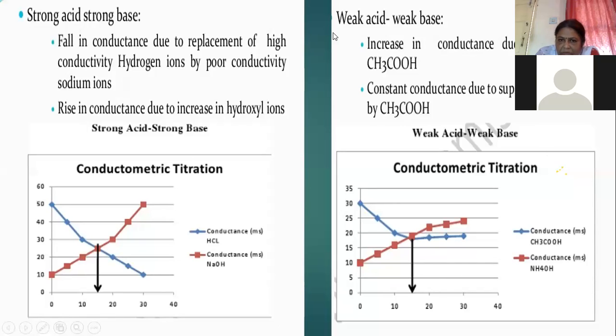Suppose you have a weak acid and a weak base, weak acid like acetic acid and weak base like ammonium hydroxide. You get this kind of reaction: the conductance of the acetic acid very slowly decreases and then it remains constant due to the presence of the weak acid. So with ammonium, you get a very slow increase and very slow decrease here.